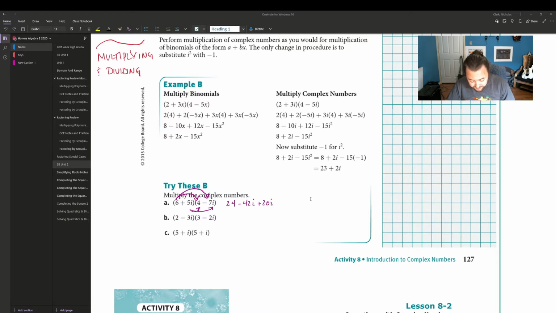So if we combine all this together, we get 24 minus 42i plus 20i. Now that i squared turns into basically a negative 1. So negative 35 times negative 1 will be positive 35, so we'll add that on to the end. And now we can collect our like terms. 24 plus 35 would be 59. And then negative 42 plus 20 would be negative 22i. And then here's our solution.